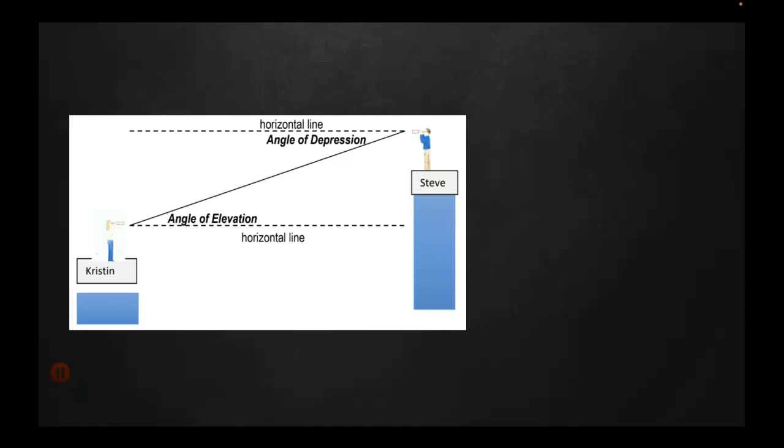Now, they do both have horizontal lines of sight. When we're looking at Kristen, her horizontal line of sight, and then also when she looks up to Steve, that angle is called the angle of elevation. Now, when you have Steve and he has his horizontal line of sight, also looking down towards Kristen, that angle that is formed is called the angle of depression.